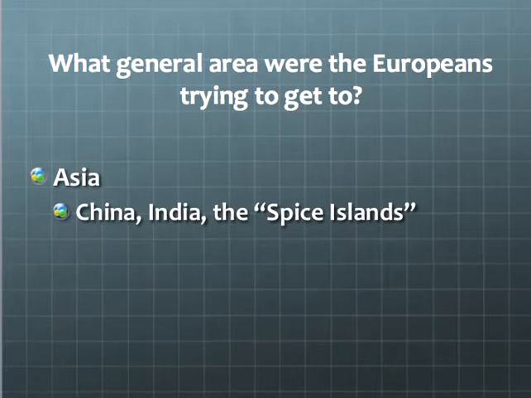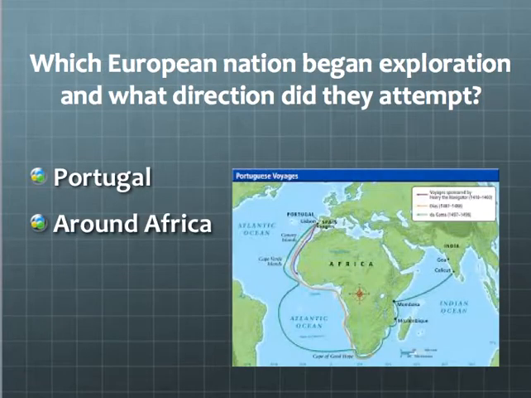What did they want? Silk, spices, porcelain, tea. Okay, porcelain means China, which is what you drink tea out of, right? This is what they wanted, and that's why they wanted to get there. Which European nation began exploration? That would be Portugal, led by Henry the Navigator.